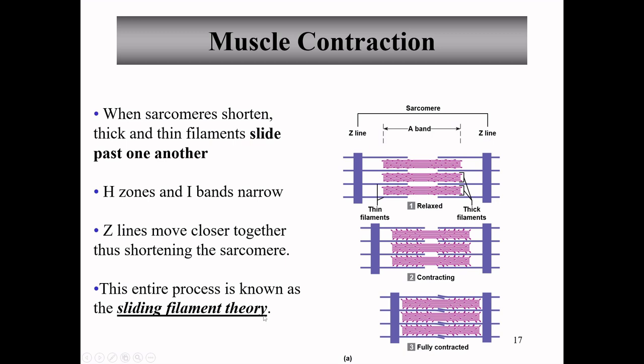So when a muscle contraction occurs, nothing really shortens. We say that as a default because it's easy to visualize, but the muscle doesn't actually shorten. What happens is the filaments slide past each other, causing the muscle to appear like it's shortening, and we can see that in our picture between a relaxed muscle and a fully contracted muscle.